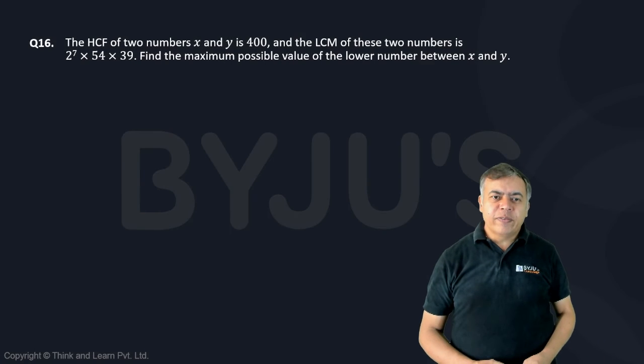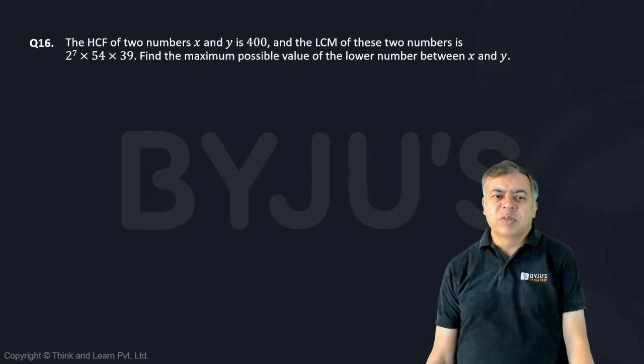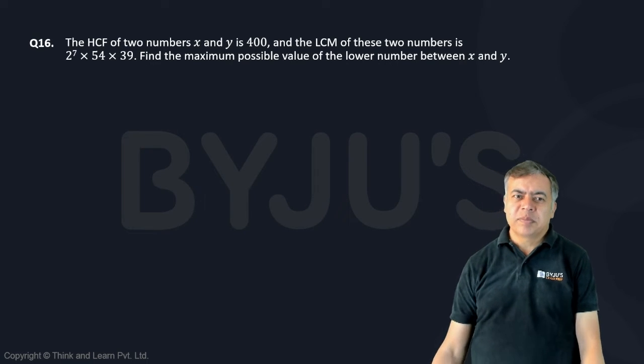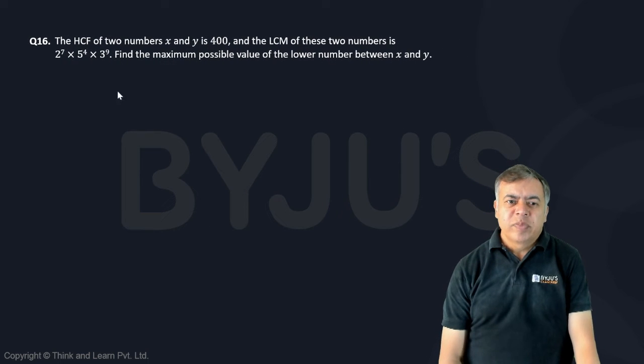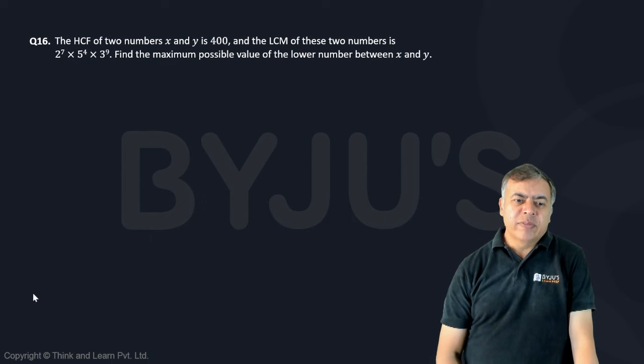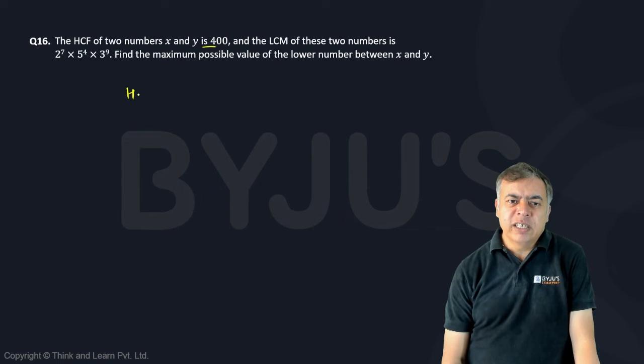Question on HCF LCM. HCF of two numbers x and y is 400. LCM of these two numbers is this. Find the maximum possible value of the lower number between x and y. Okay, so let's see. Here it is given HCF is 400. So HCF is 400.